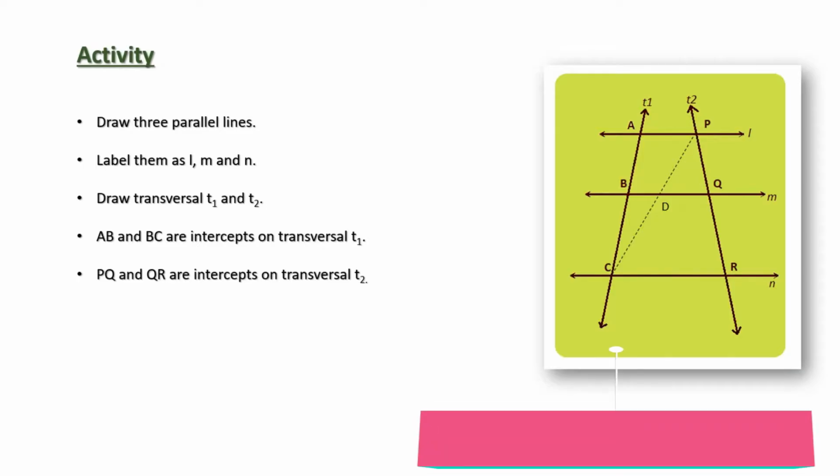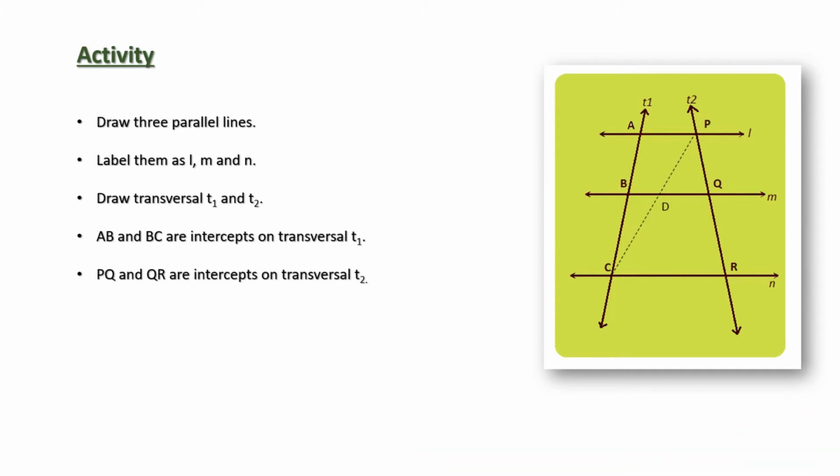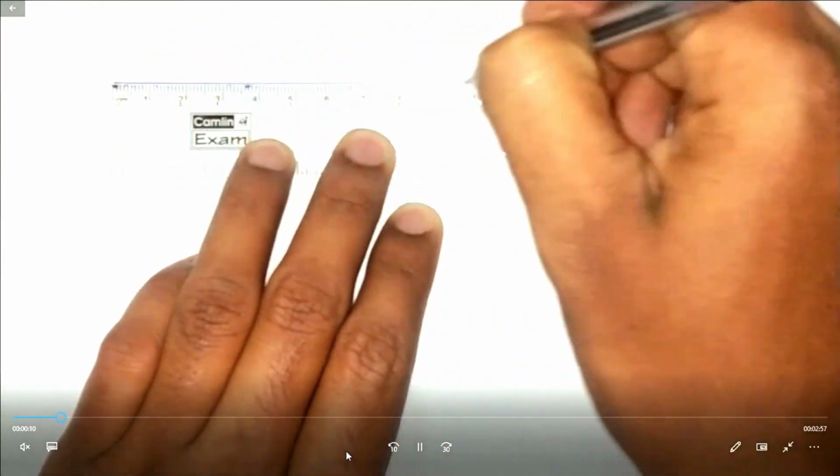Okay, so before we start our fifth theorem, let's do one activity. In this activity, we have to draw three parallel lines and two transversals. Okay, so let's draw it first. Here I am going to draw three parallel lines first.